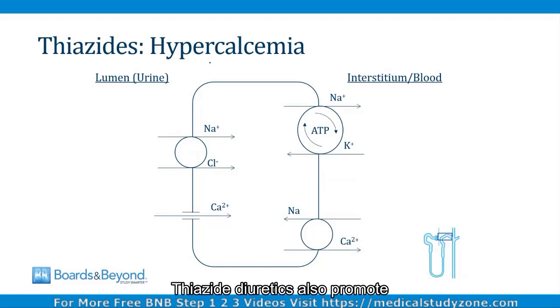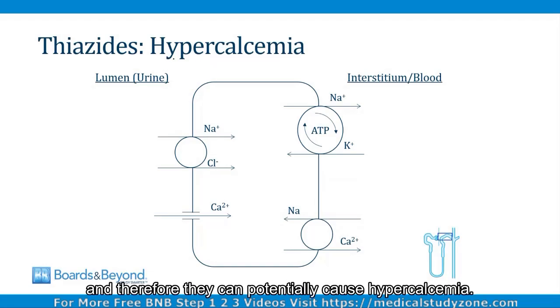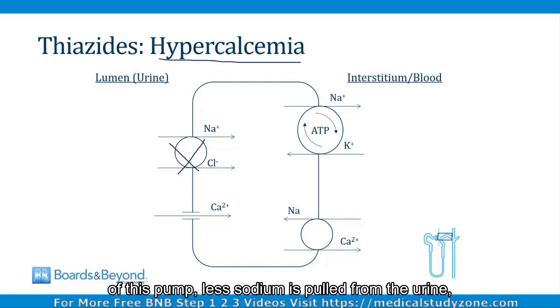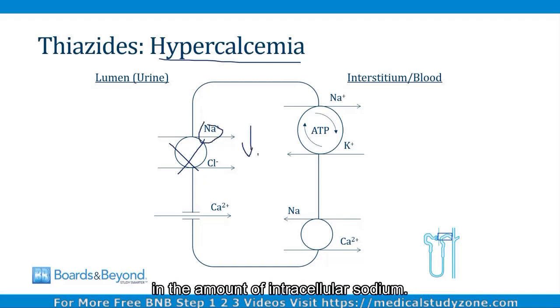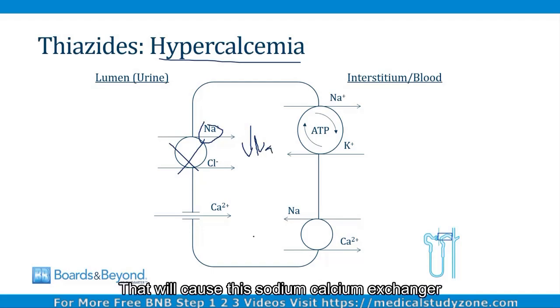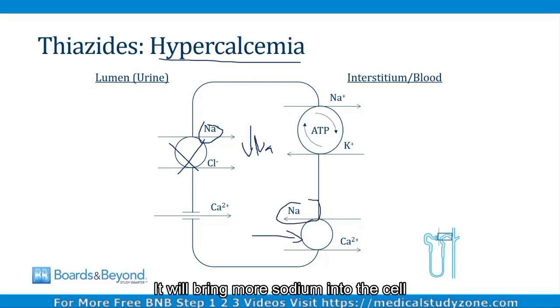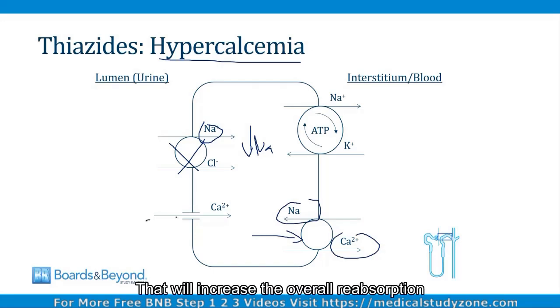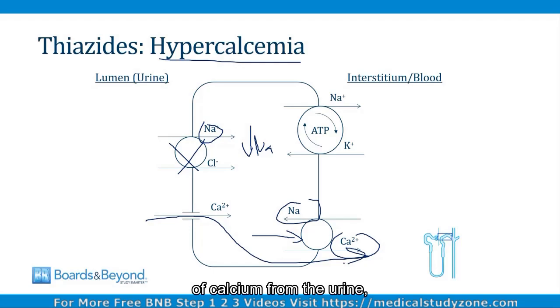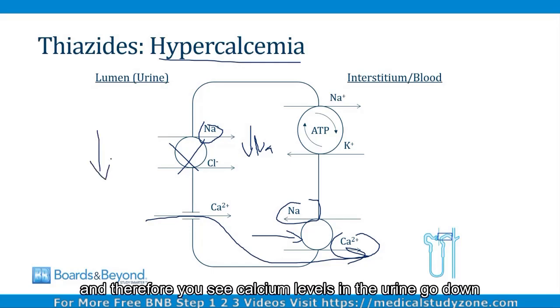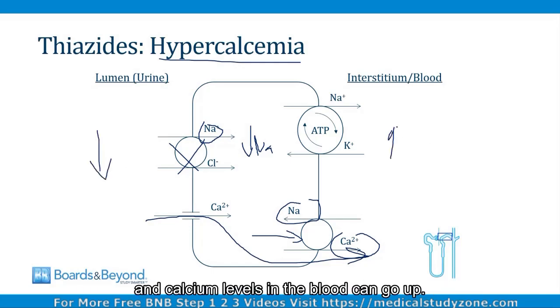Thiazide diuretics also promote the reabsorption of calcium from the urine, and therefore they can potentially cause hypercalcemia. This happens because when you inhibit the function of this pump, less sodium is pulled from the urine, and therefore there's a decrease in the amount of intracellular sodium. That will cause this sodium-calcium exchanger to become more active. It will bring more sodium into the cell and push more calcium out of the cell. That will increase the overall reabsorption of calcium from the urine, and therefore you see calcium levels in the urine go down and calcium levels in the blood can go up.